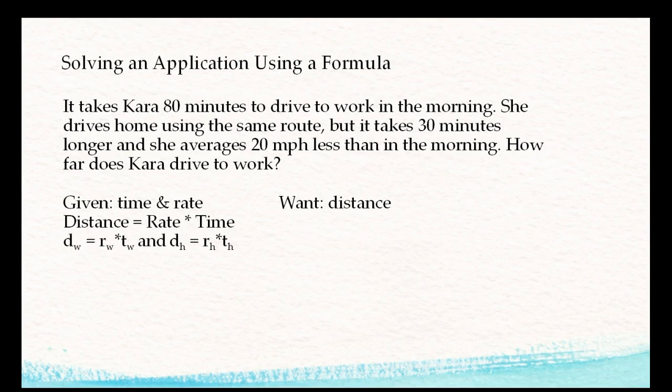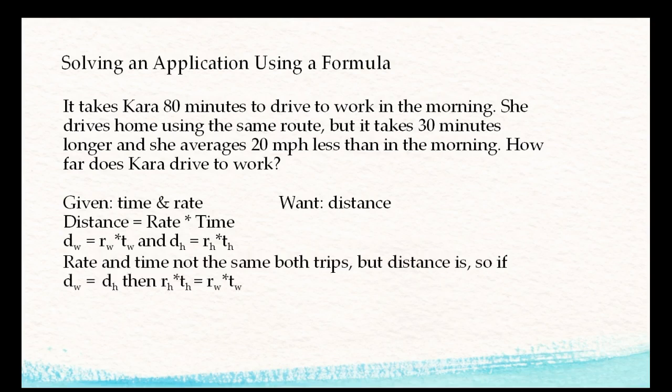So if we have the distance to work is equal to the rate to work times the time to work, and the distance home is equal to the rate home times the time home, then we notice also that the rate and the time are different for the morning and the evening drives. The distance is the same. So if the distance to work is equal to the distance home, then we can set the right sides equal to each other. Rate home times time home is equal to rate to work times time to work.